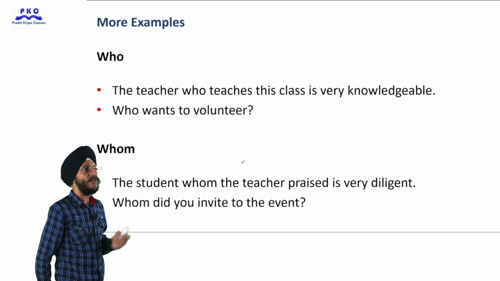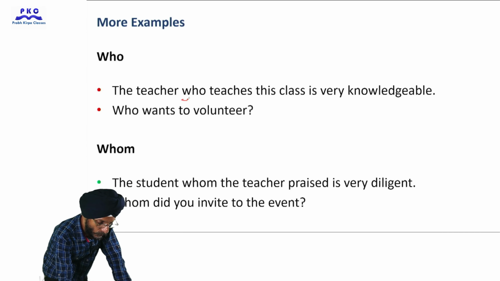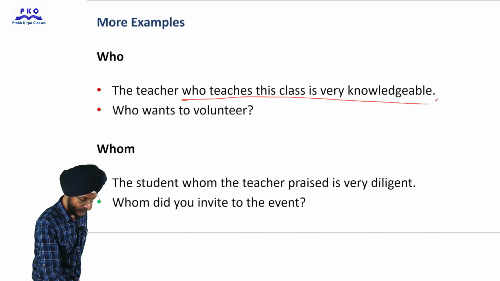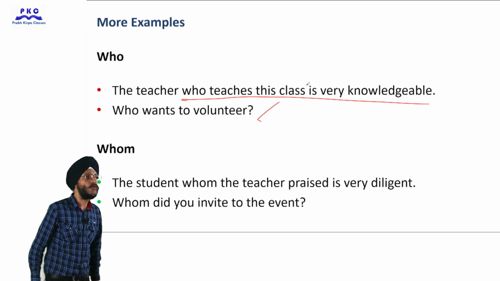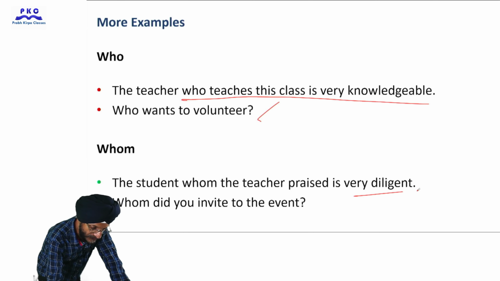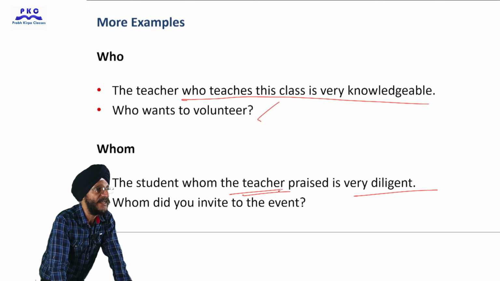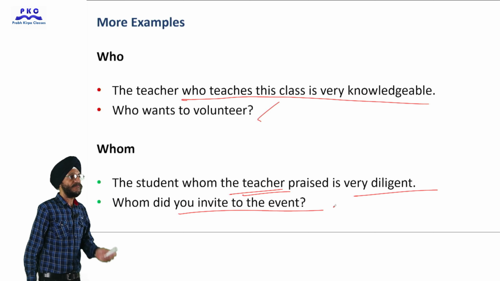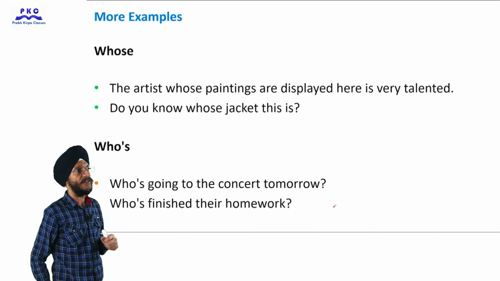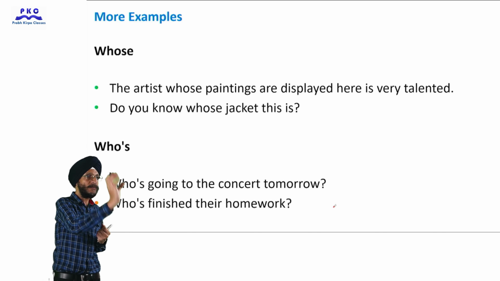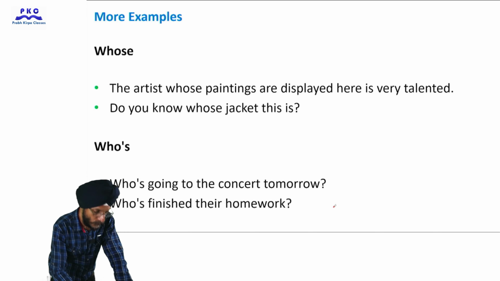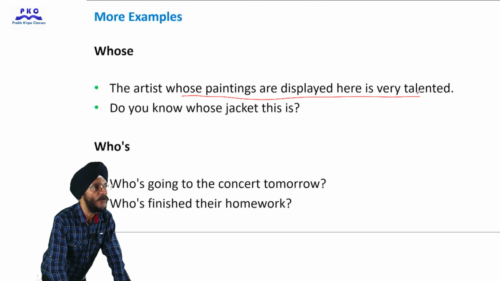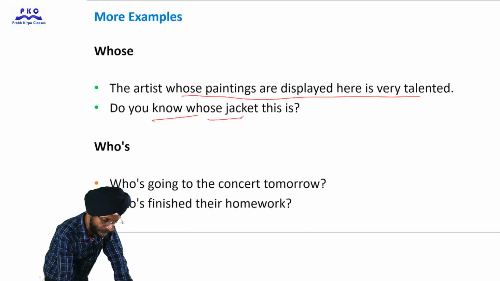More examples. Who: The teacher who teaches this class is very knowledgeable. Who wants to volunteer? Whom: The student whom the teacher praised is very intelligent. Whom did you invite to the event? Next is whose. Whose shows belongingness. The artist whose paintings are displayed here is very talented. Do you know whose jacket this is?